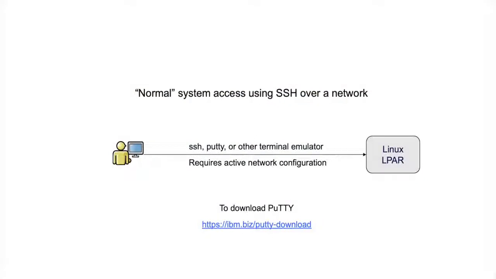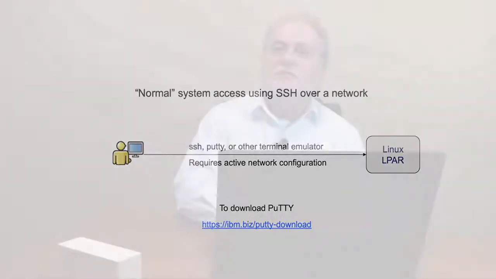Now, if you're on a Linux or on a Unix system, you could just straight away SSH right to the other Linux instance. If you're on Windows, you're most likely going to use a utility called PuTTY. Now, if you don't know what PuTTY is, check it out at the URL that's on the screen. I clipped it, ibm.biz/putty-download for more details and for the download.